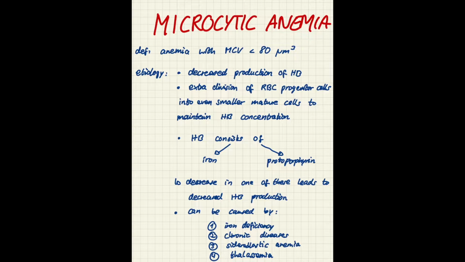HB consists of iron and protoporphyrin. A decrease in one of those leads to a decreased HB production. It can be caused by iron deficiency, chronic diseases, sideroblastic anemia, and thalassemia.